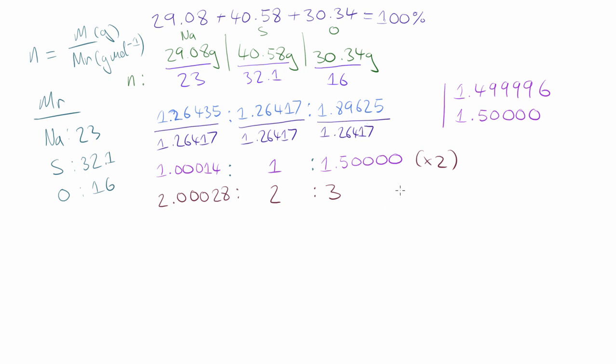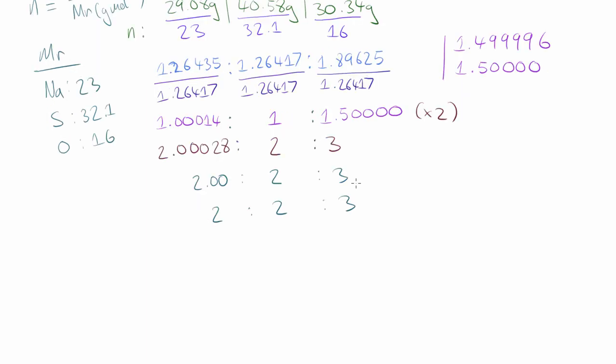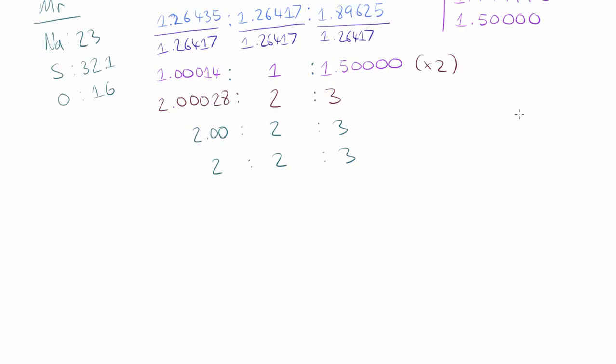And because of what I've already explained, this is already so close to being a whole number. If you literally round it to even 2 decimal places, it's a whole number. It's 2, right? So effectively, if we do the rounding at this stage, even to 2 decimal places, you've got 2.00 to 2 to 3, which you can see is just 2 to 2 to 3. So we now have a whole number ratio between them.